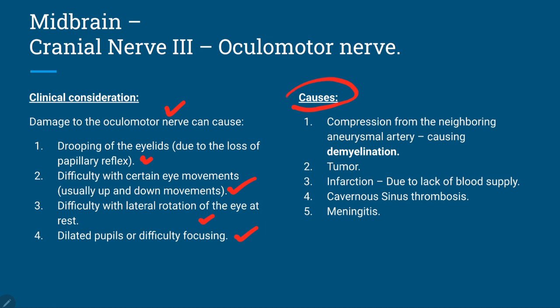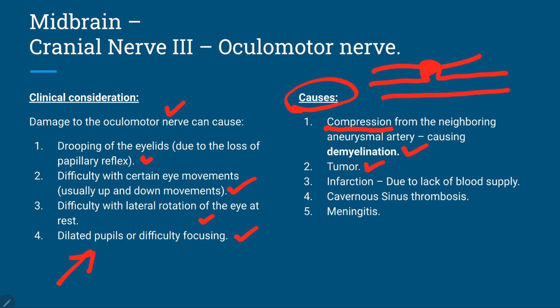So what are the causes for all these clinical considerations? Number one is the compression from a neighboring aneurysmal artery. Again, it is very important. If there is an artery going right here, and if you remember, an aneurysm is an abnormal pouching or abnormal protrusion of the artery supplying certain areas of the brain. If the nerve happens to pass there, this pouch is going to impinge on it. That will cause, in this case, the demyelination.